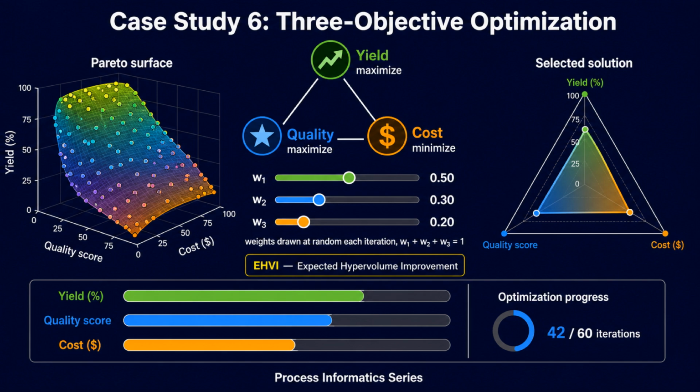Here we simultaneously optimize yield, quality, and cost, where we want to maximize the first two while minimizing the third. Using scalarization with varying weights, we approximate the three-dimensional Pareto surface. The radar chart helps visualize how different solutions perform across all objectives, enabling stakeholders to select solutions matching their priorities. Expected hypervolume improvement, or EHVI, provides a principled way to balance exploration across all objectives during the optimization.